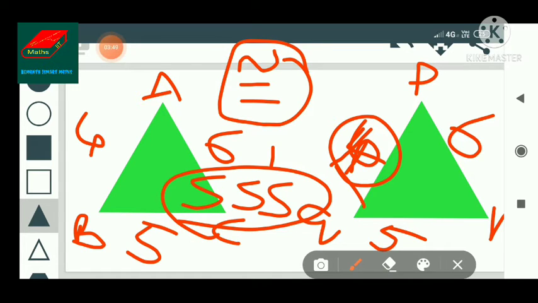So now we have completed the SSS congruency condition, and we have the other three congruency conditions in this video. Basically we have five congruency conditions, but we mainly take four congruency conditions. So now let us go with the other congruency condition. The second congruency condition is SAS.